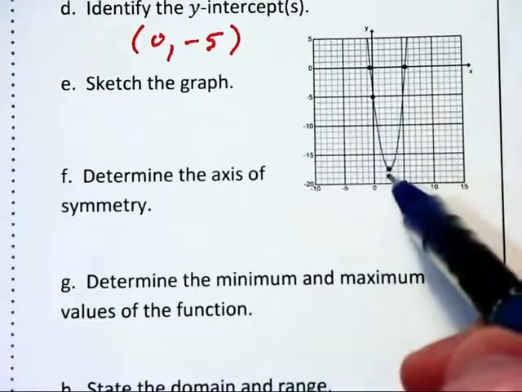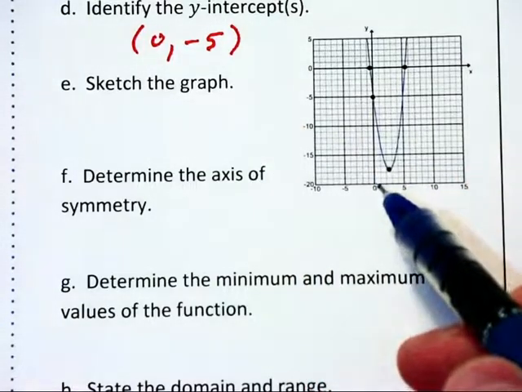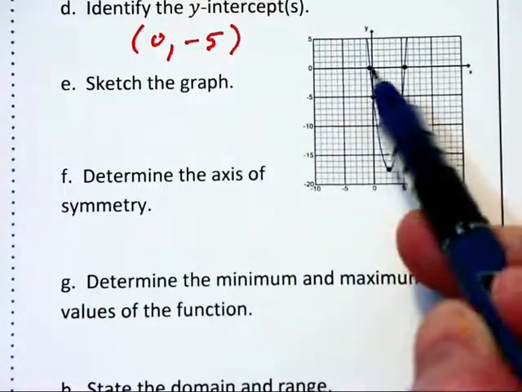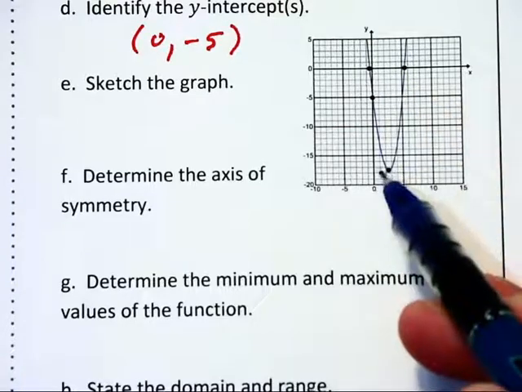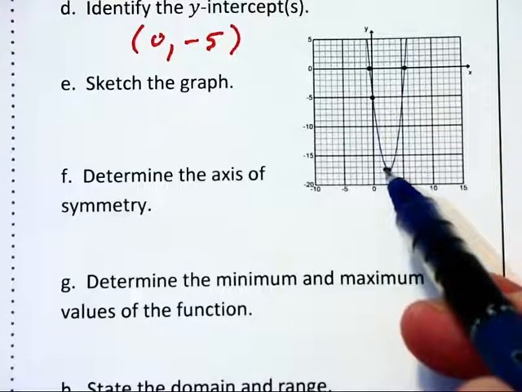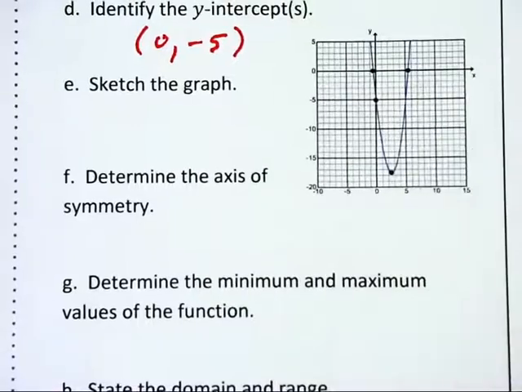Now, I've already sketched the graph of this function because it's a little bit messy, especially when we have to go to 5/2 or 2.5 comma negative 17 and 0.5. So I've already graphed this for you.